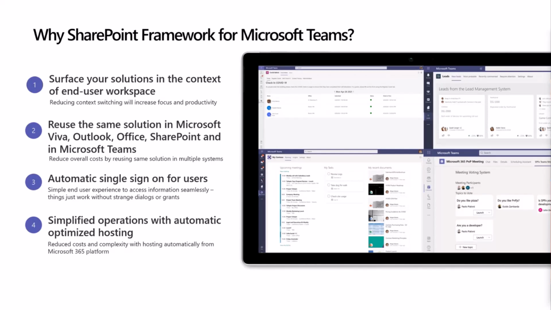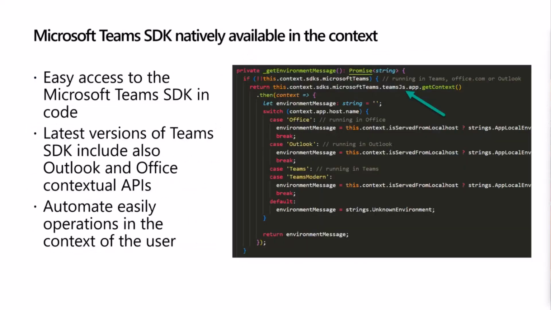Now, when we start implementing SharePoint Framework stuff for Teams, the Teams SDK is natively involved over there as well. So you can access the Teams SDK directly within the base classes. And there's a code example here which is showing how to know where the component is being hosted. Is it being hosted in Office? Is it being hosted in Outlook or in Teams or Teams Modern or within SharePoint? So you're able to double check where you're actually being hosted.